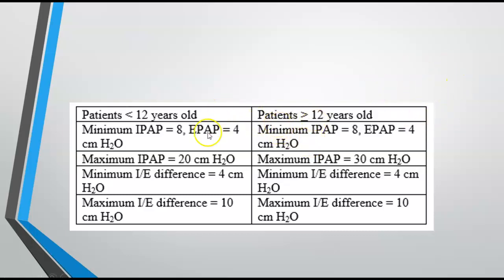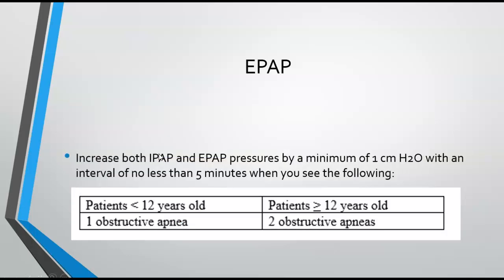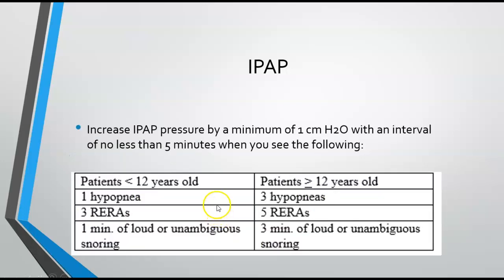The similar applies here for those less than 12 years of age. Here the maximum IPAP is 20 and everything else remains the same. Increase both IPAP and EPAP pressure by a minimum of 1 centimeter, with an interval of no less than 5 minutes, when you see 2 obstructive apneas, or 1 obstructive apnea in children. And you increase the IPAP alone for 3 hypopneas, arousals, and loud snoring.